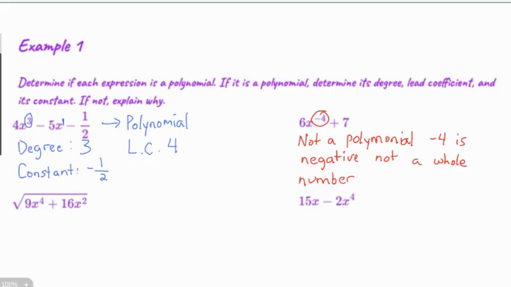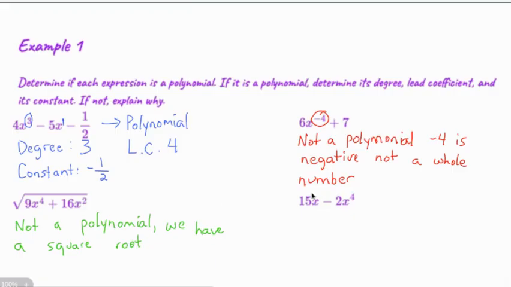All right, for the next one, also not a polynomial. We have a radical involved. We can't have radicals involved when we're talking polynomials. So not a polynomial. We have a square root. Can't have a square root. Doesn't matter what's happening underneath the square root. Can't have a square root.